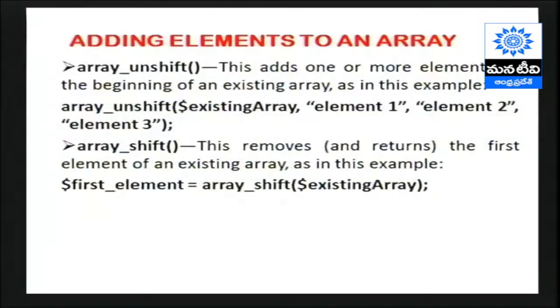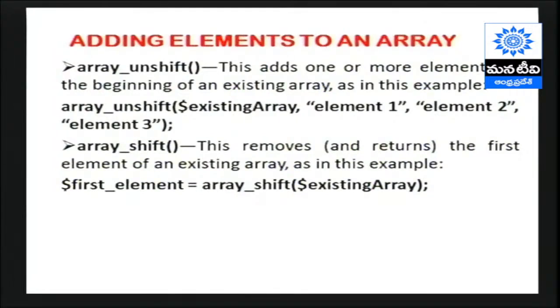Array unshift is a function which allows us to add one or more elements at the beginning of the array. So the syntax of the array unshift function is like this: array_unshift, existing array, elements. So here this shifts the elements towards the right and it adds the elements.